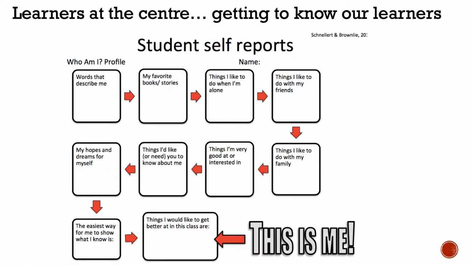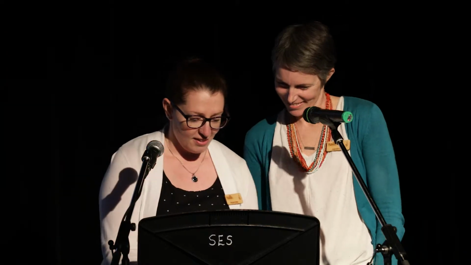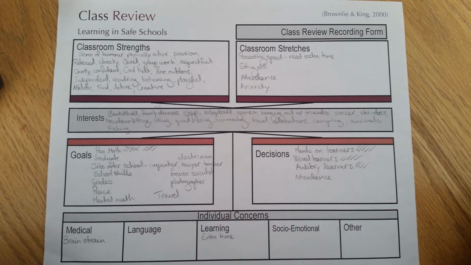One of our first steps with co-teachers was to get to know our learners to inform our planning process. We collated the student data into a class review, which is a snapshot of strengths and stretches, and then collaboratively designed goals for the class to meet them where they're at.